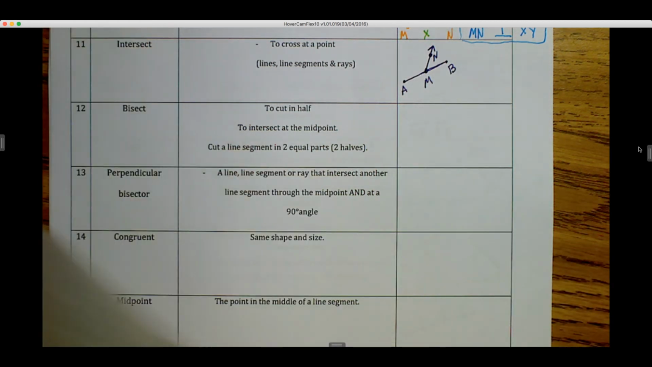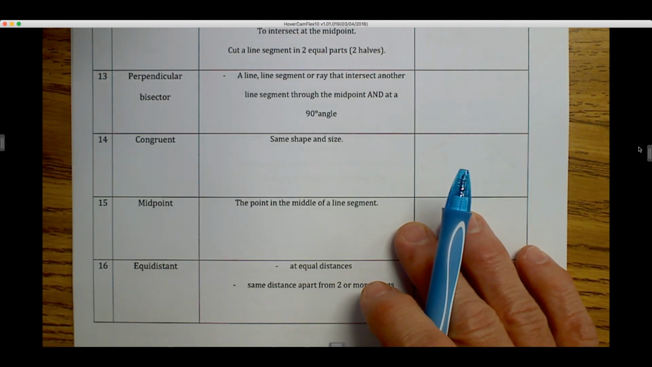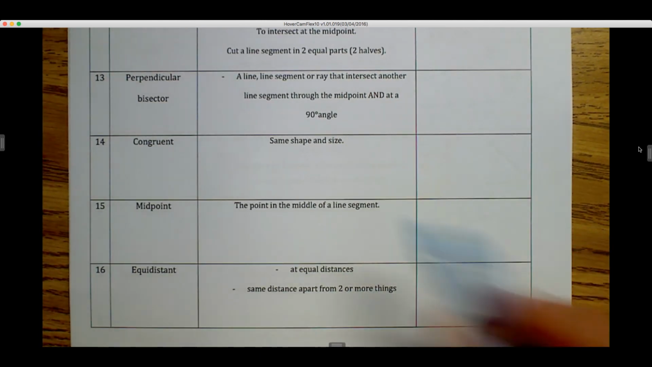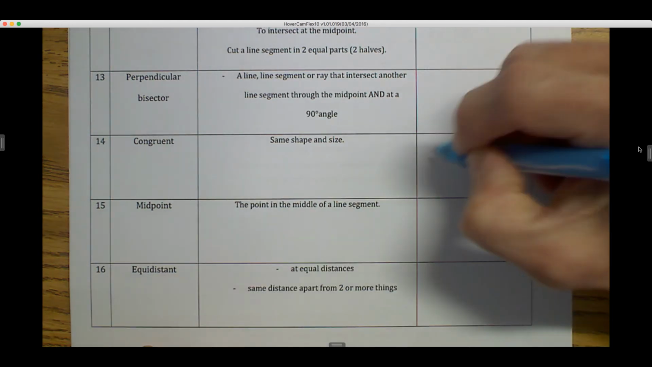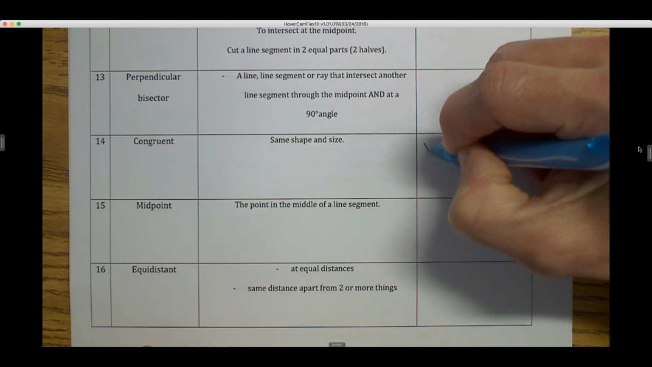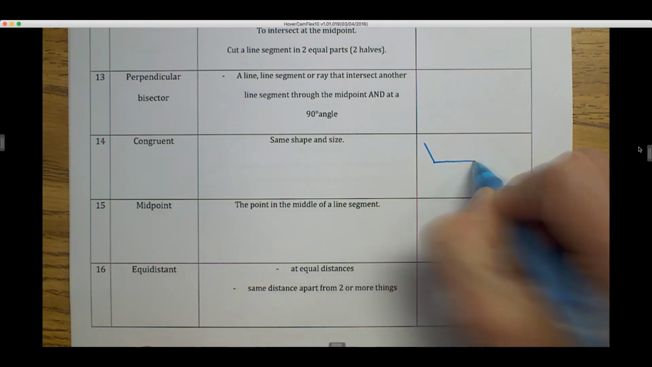We are going to skip down here and go to the word congruent. I'm sure you've heard the word before. If you haven't, it means that things are the same shape and size. We're going to talk about lines, line segments, and rays. And really, in this situation, it's just going to be line segments. So what I'm going to do is draw a bunch of different line segments. So come with me.